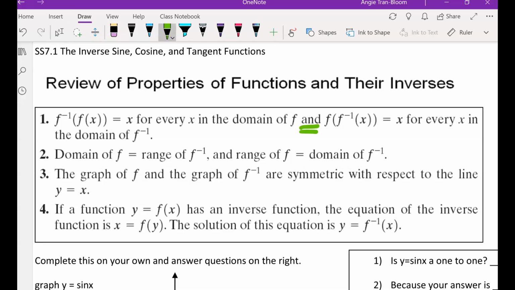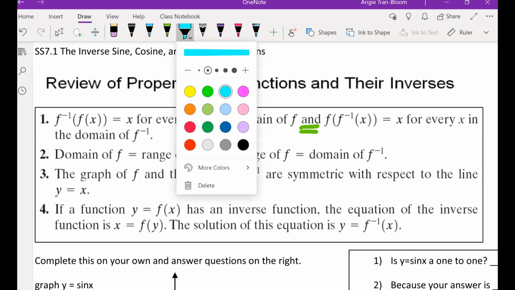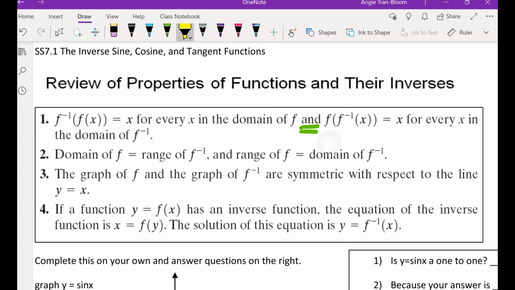What that means is when you compose the regular function and its inverse, and its inverse and the regular, they both have to equal what? X. Otherwise, if one of them is not equaling x, meaning that they are not inverses of each other. They both have to equal x. Okay? So the composition of the regular and its inverse must both equal x for the two functions to be inverses of one another.